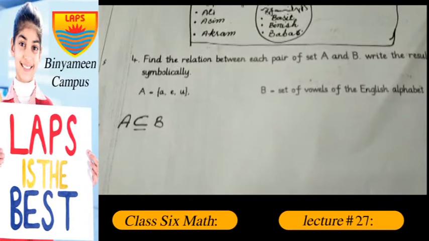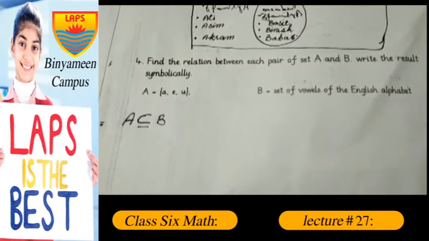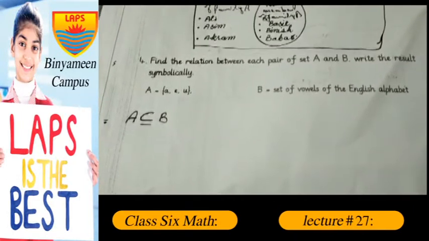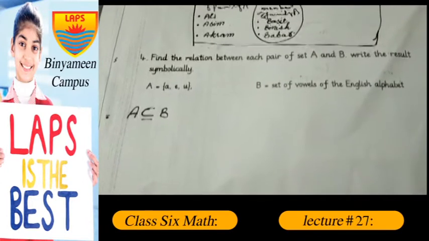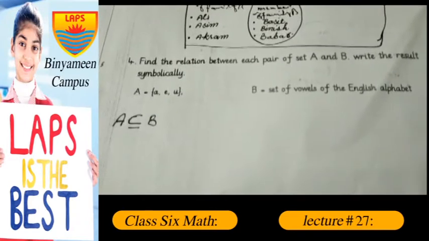Find the relationship between each pair of sets A and B. Write the result symbolically. First, set A has elements A, E, U, and set B is the vowels of the English alphabet.